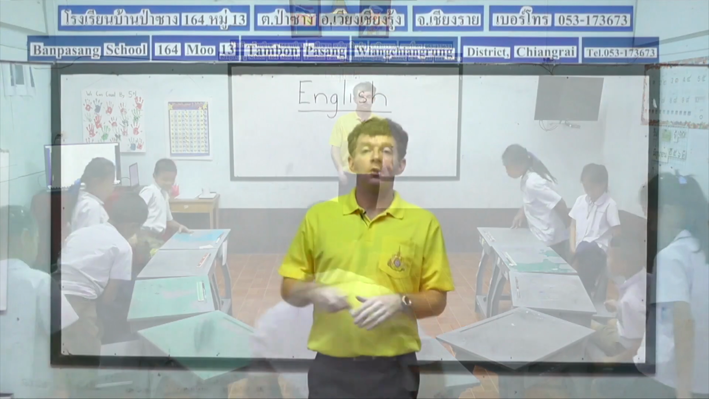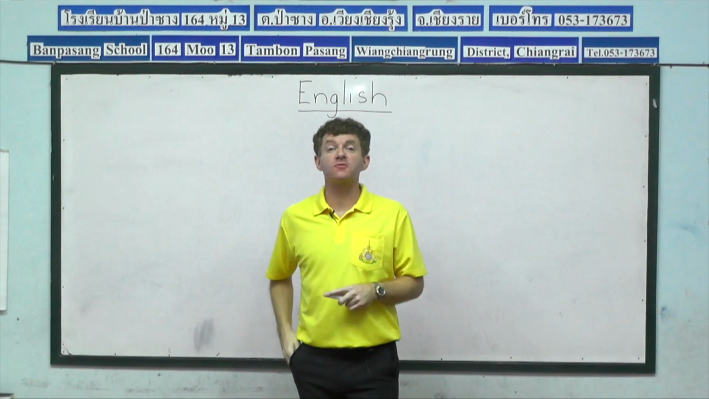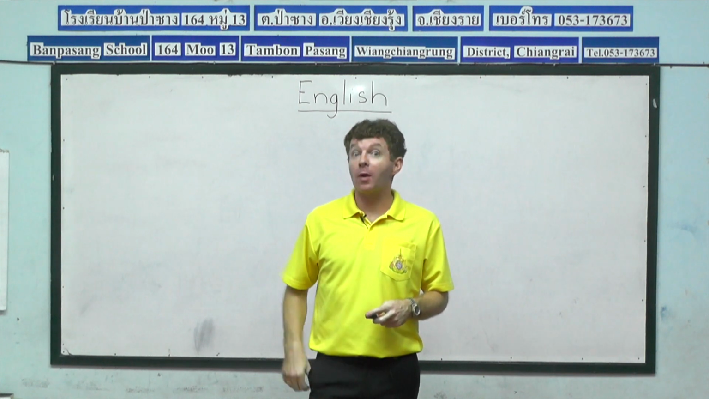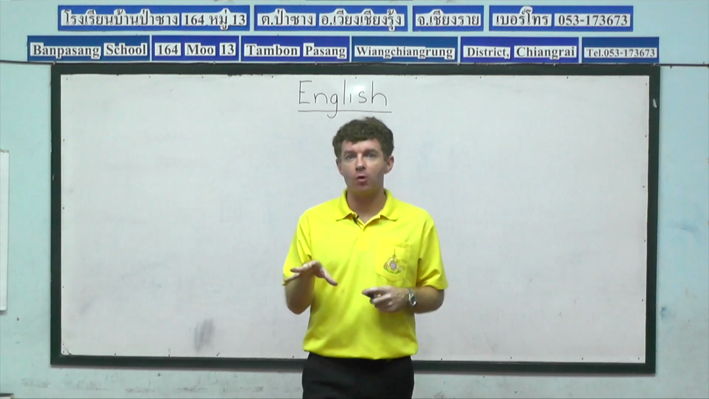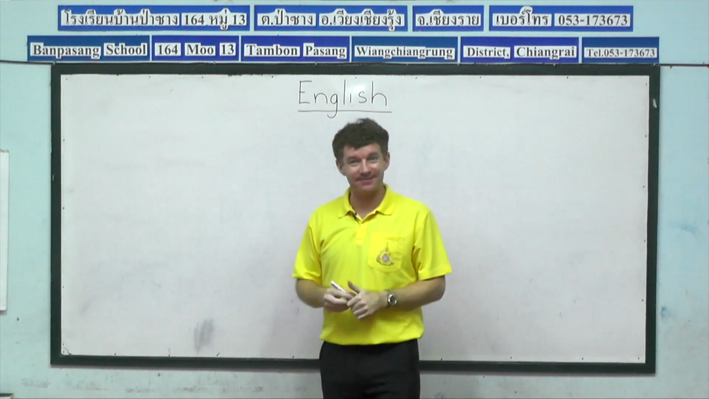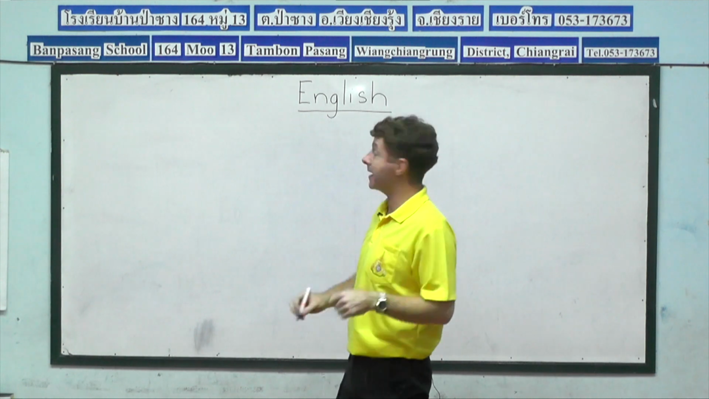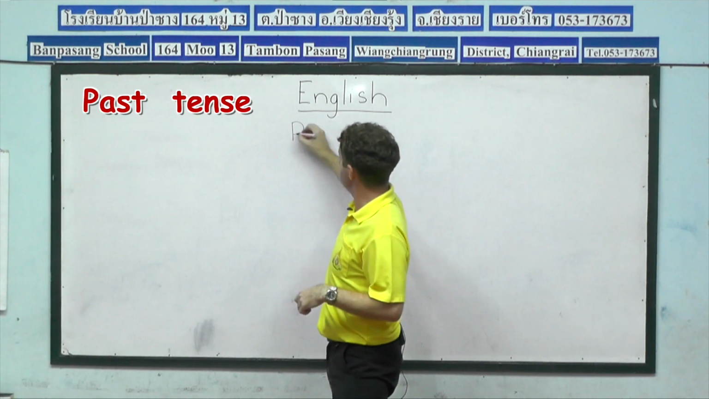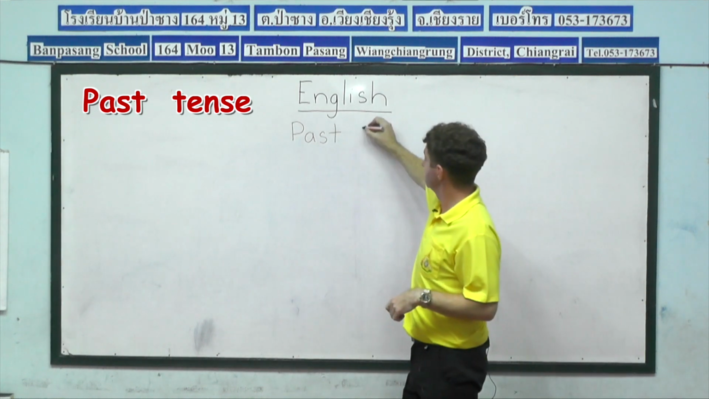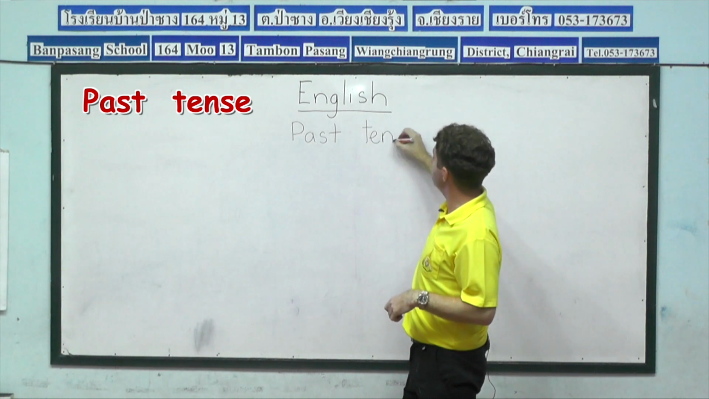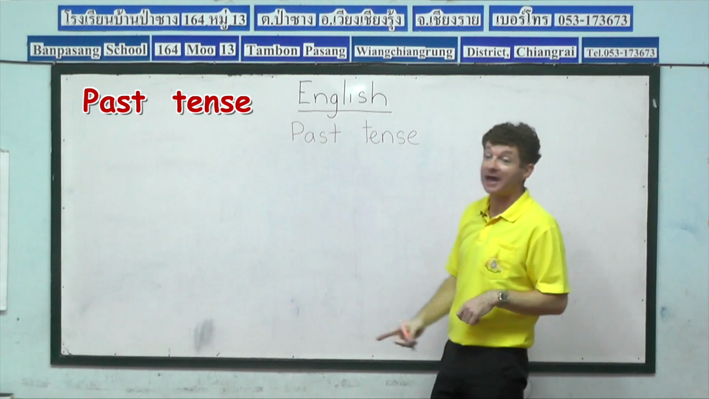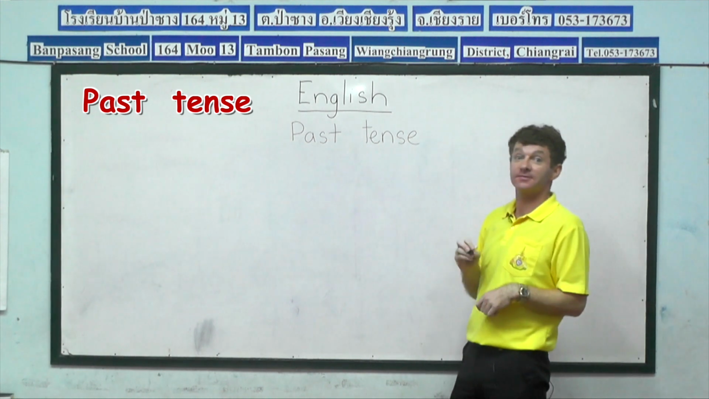Excellent. So in English class recently, we've been doing a lot of work with things that have happened already. Now, when we talk about things that have happened already, what tense are we talking about? Past tense. Excellent. Great answer. So let's write that. P-A-S-T. Tense. T-E-N-S-E. Excellent, guys. So all together, past tense.